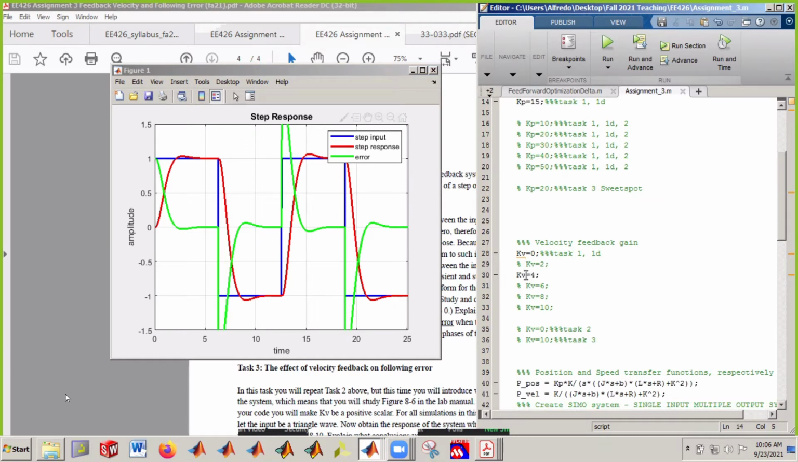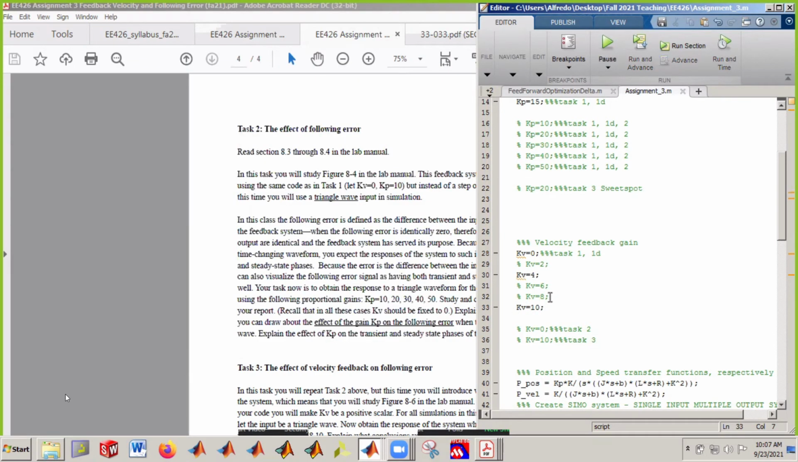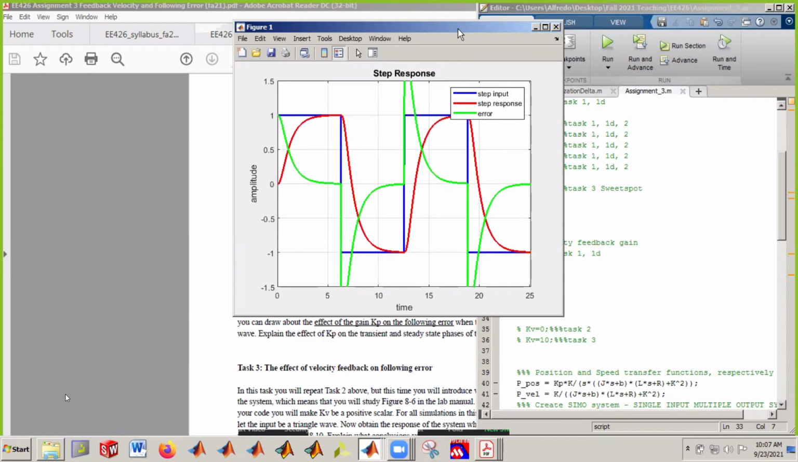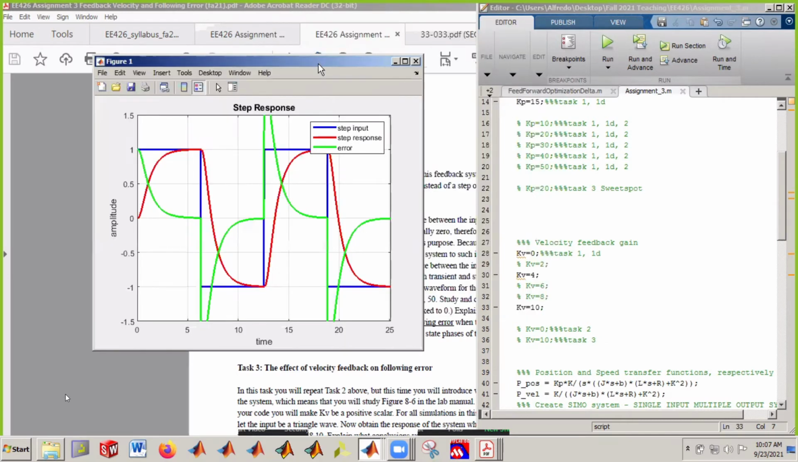Even though we have Kv equals 4, we still have some overshoots here, right? We have some undershoot here. Now Kv equals 10. I will not do all these values. This is for you to do and convince yourself of the usefulness of this system. Now this looks pretty interesting, right?